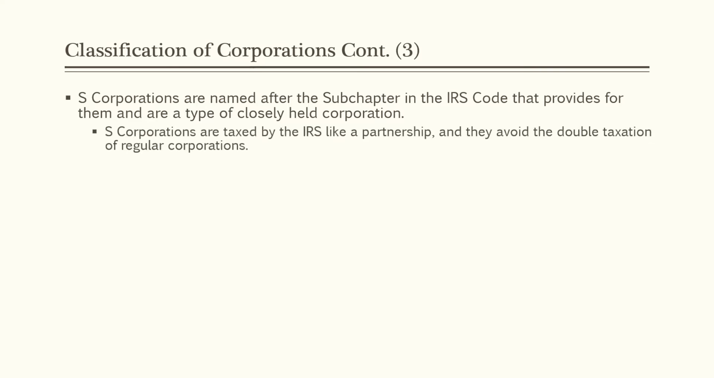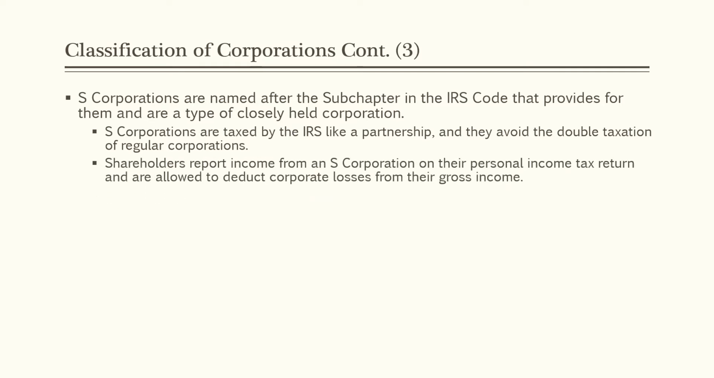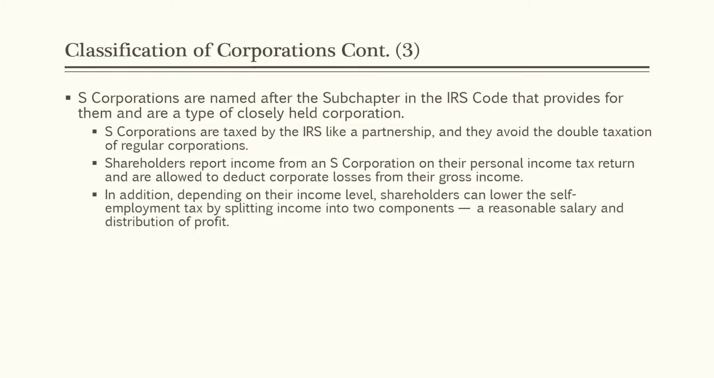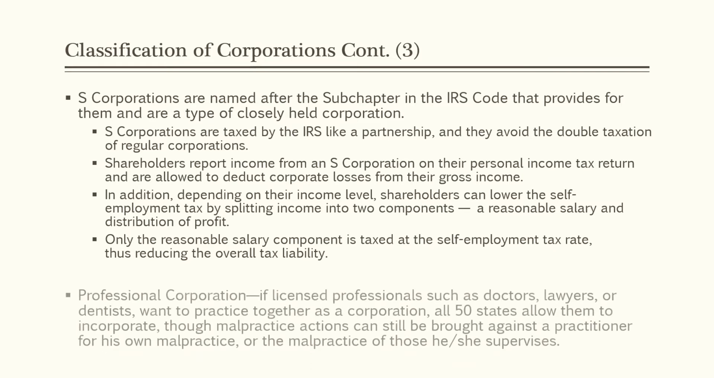S corporations are taxed by the IRS like a partnership, and they avoid the double taxation of regular corporations. Shareholders report income from an S corporation on their personal income tax return and are allowed to deduct corporate losses from their gross income. In addition, depending on their income level, shareholders can lower the self-employment tax by splitting income into two components, a reasonable salary and distribution of profit. Only the reasonable salary component is taxed at the self-employment tax rate, thus reducing the overall tax liability.